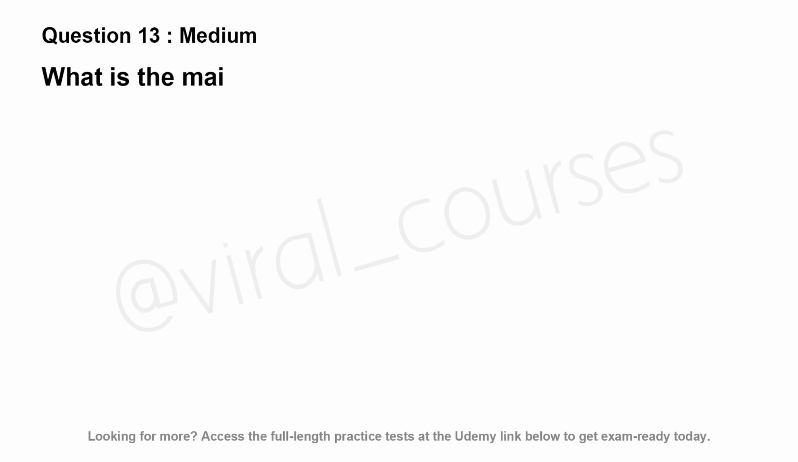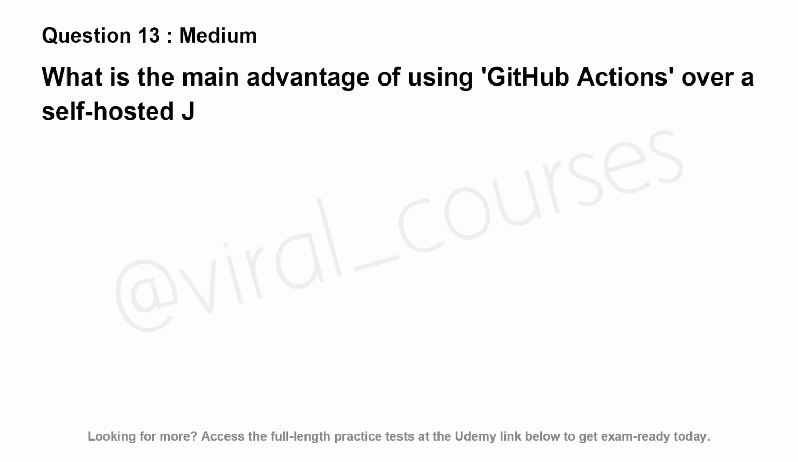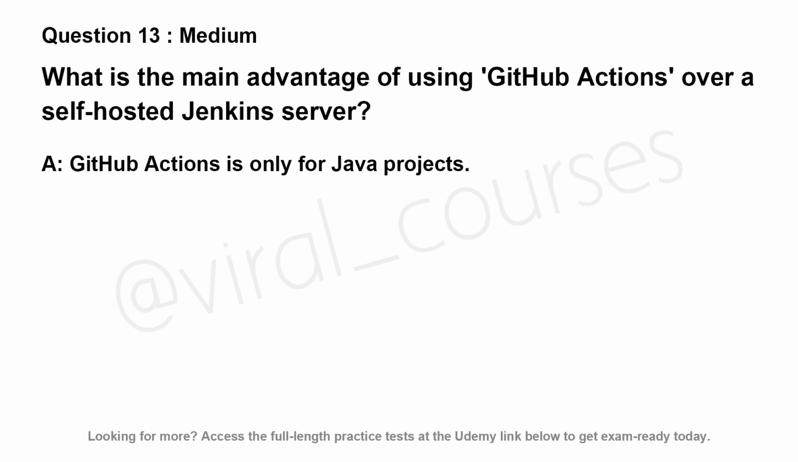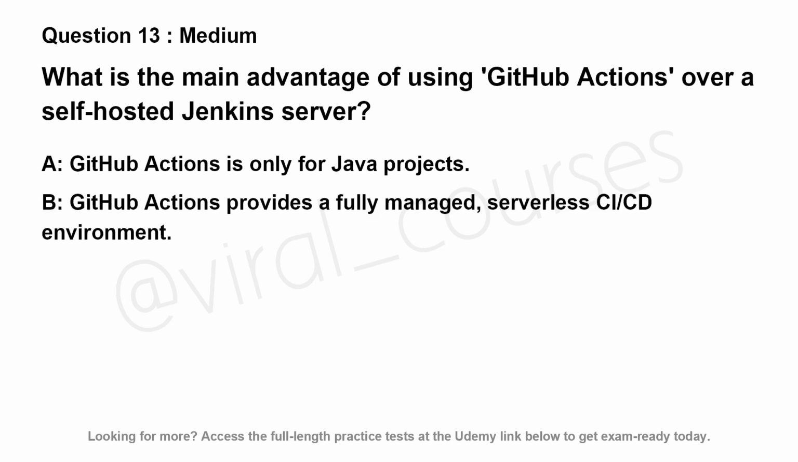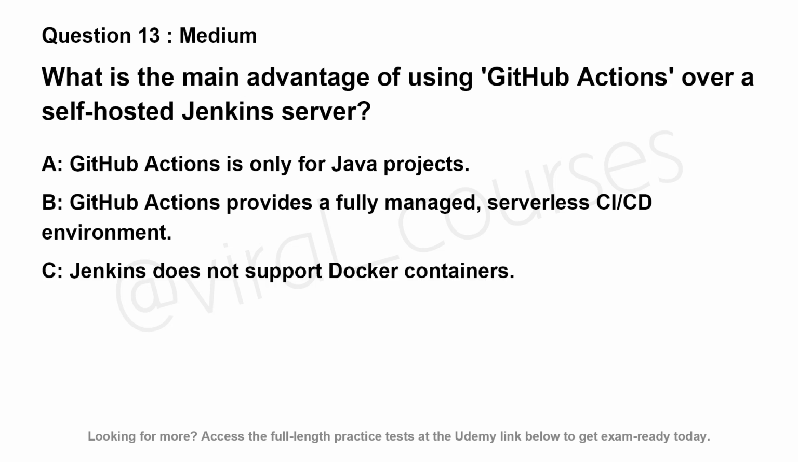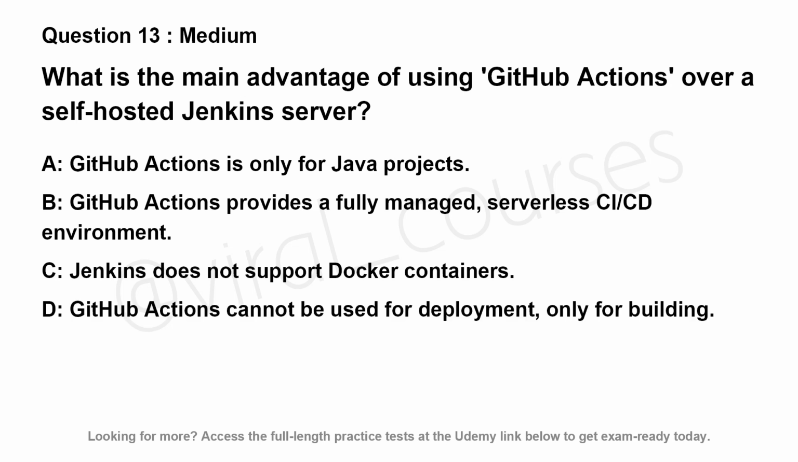What is the main advantage of using GitHub Actions over a self-hosted Jenkins server? Option A. GitHub Actions is only for Java projects. Option B. GitHub Actions provides a fully managed, serverless CI/CD environment. Option C. Jenkins does not support Docker containers. Option D. GitHub Actions cannot be used for deployment, only for building.